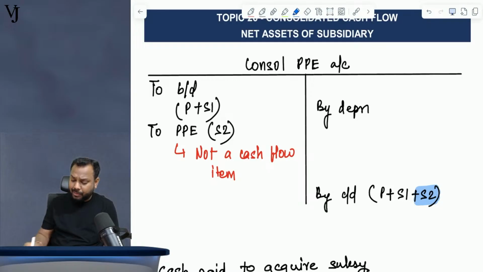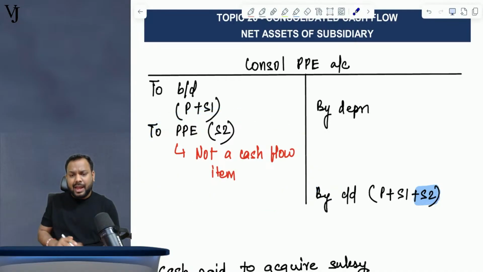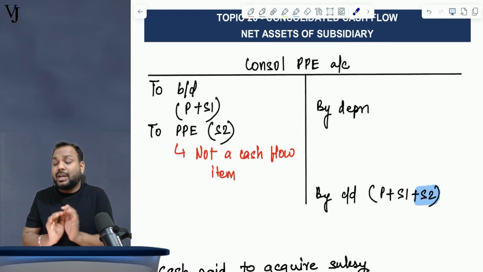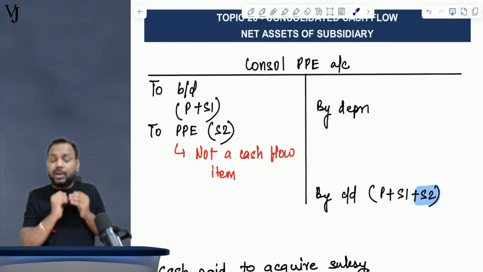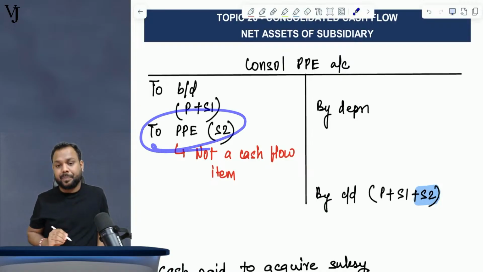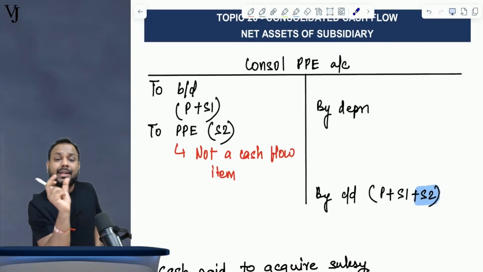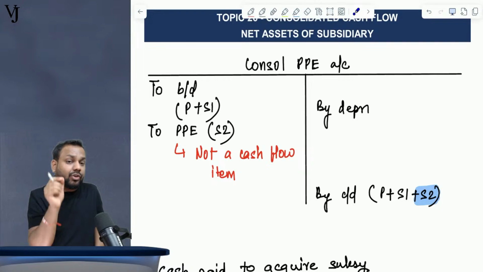Now tell me, when we prepare the PPE account, we say balance B/D, by balance C/D, to PPE of S2. Tell me, is it a cash flow item? Have we paid cash to acquire property, plant, equipment of subsidiary 2? No, it is not a cash flow item. So while calculating the amount paid in cash to acquire property, plant and equipment, reduce this PPE. Not only PPE, it is applicable for all the assets, all the liabilities. Whenever you are taking the movement, adjust the net assets of the subsidiary acquired.